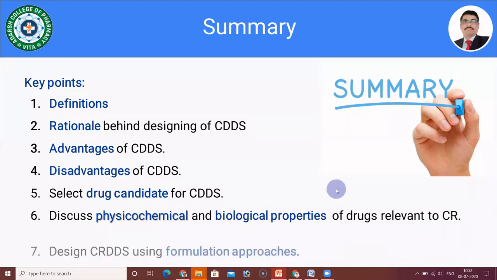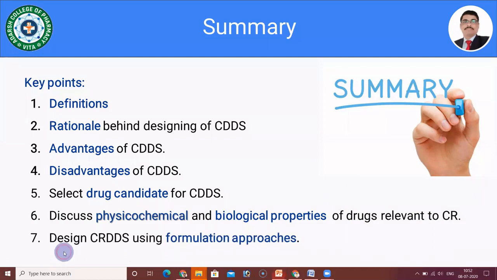And finally, we have discussed the design of controlled drug delivery system by using different approaches like dissolution controlled drug delivery system, diffusion controlled drug delivery system, and ion exchange resins as a controlled drug delivery system. And at the end, we have discussed the mathematical models which are required to fit the drug release data. So herewith we have finished the very first topic, that is the controlled drug delivery system.